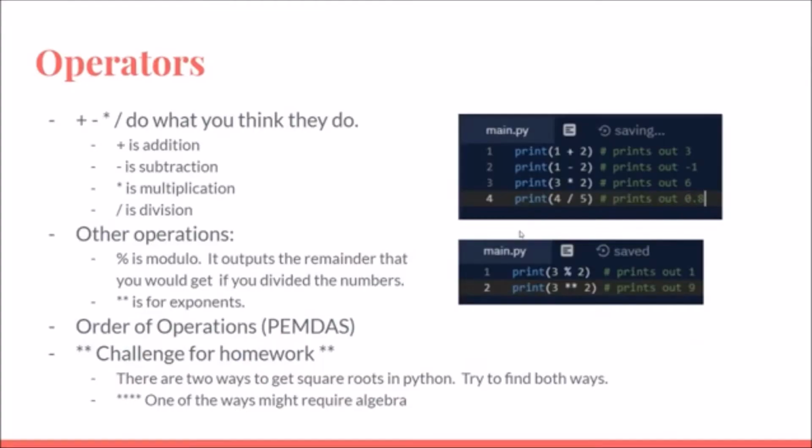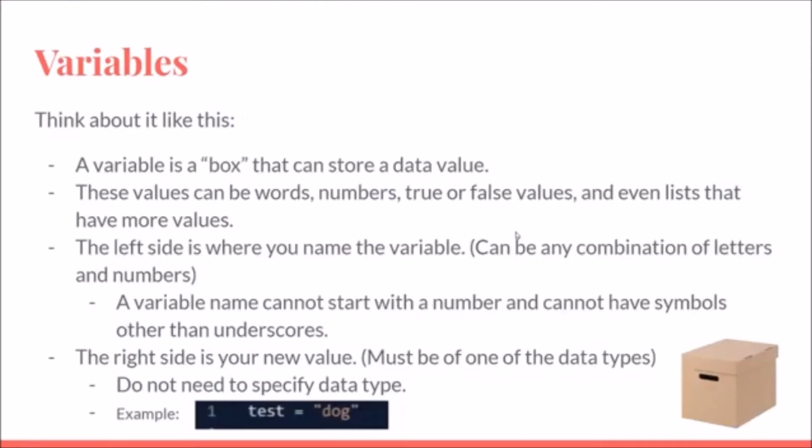Right now, we're talking about variables, and variables are a very important concept in programming. If you're in Algebra 1, then you've probably heard of variables. The way I like to think of a variable is it's a box, practically. And in this box, you can store some data. The data that you can store can be words, it can be numbers, it can be true and false values, and it can even be lists of more than one value.